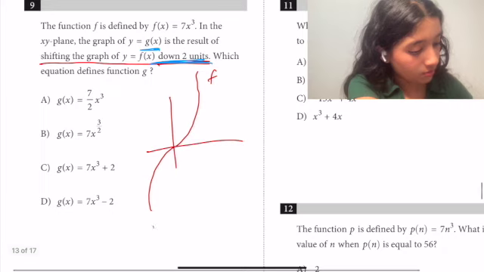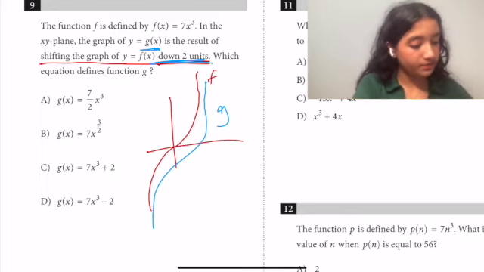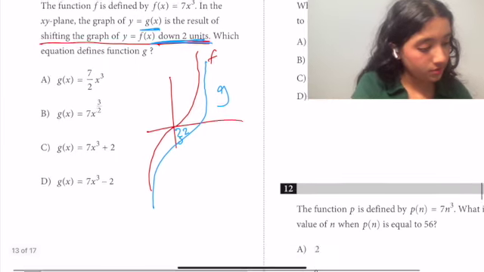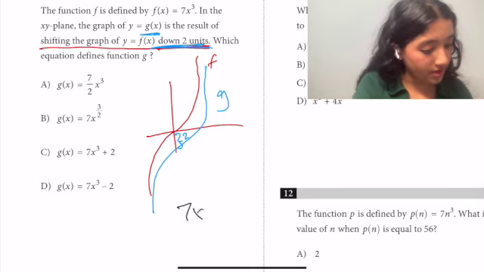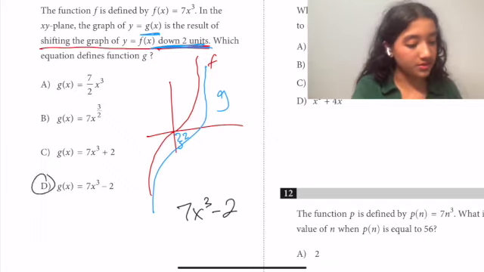We'd have our whole graph shifted down. And that means that the y-intercept is 2 lower because we know this distance is 2. So that means that we just have 7x cubed minus 2. And that's equal to answer choice D.